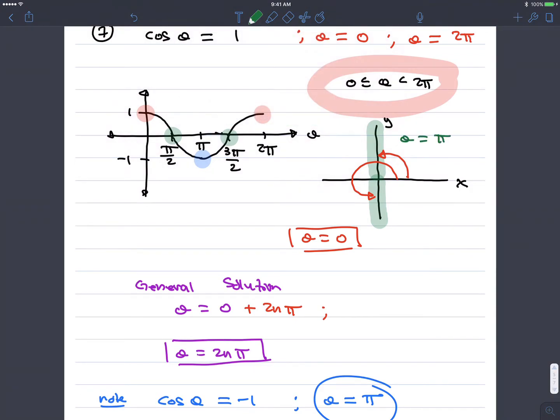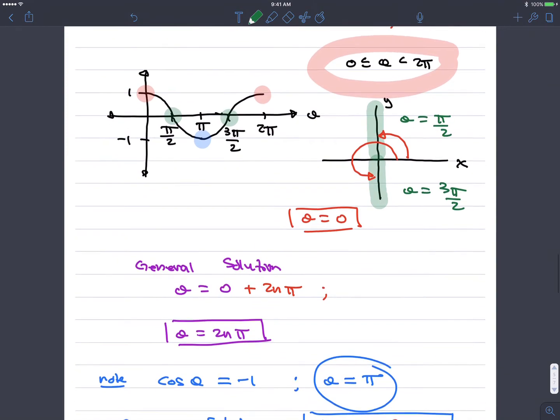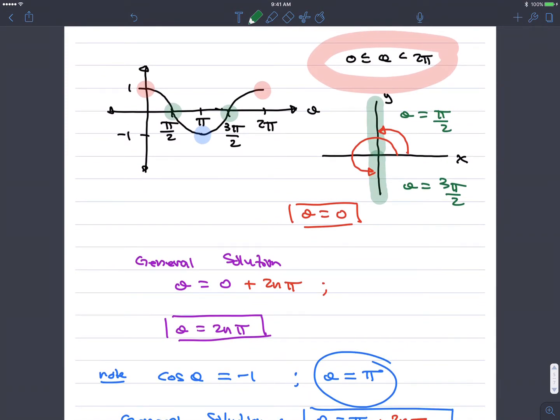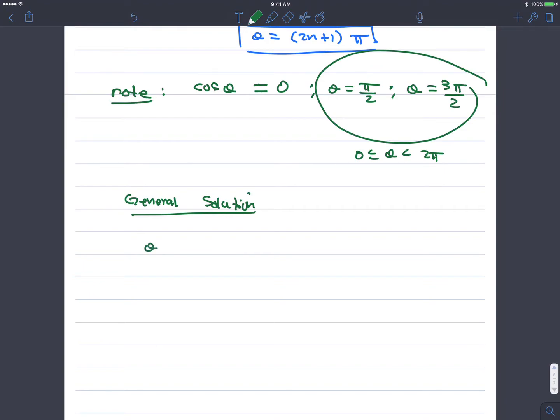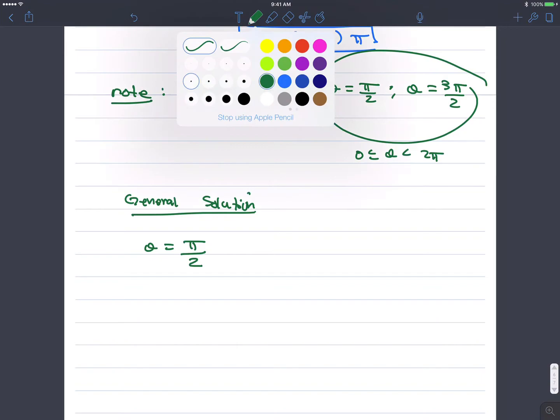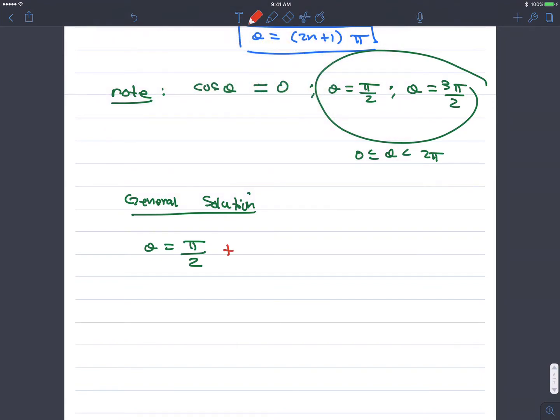Theta is pi over 2, and then theta here is 3 pi over 2. This I want you guys to really consider, because notice what we did in the past. Every time we got a solution here, let's say our solution here was pi over 2, what would I always add here in the past? I would always add 2n pi here.